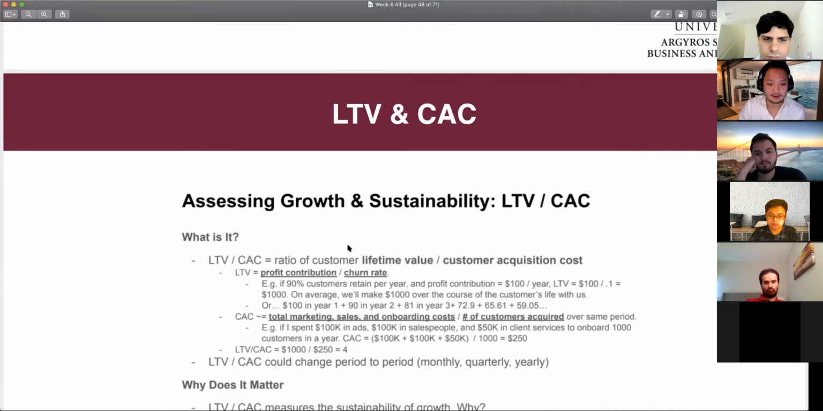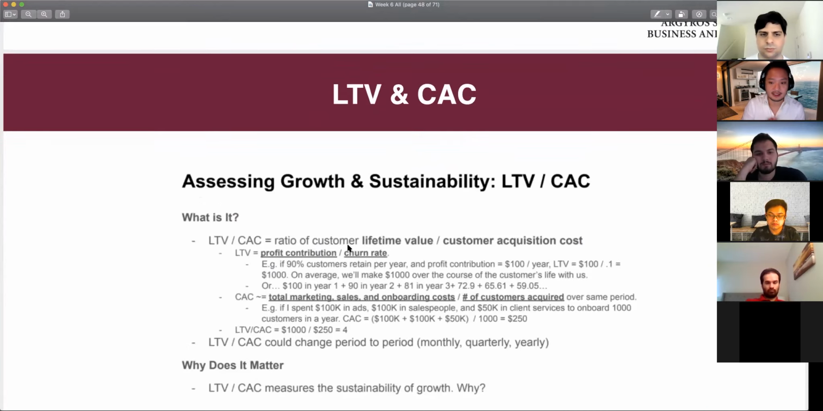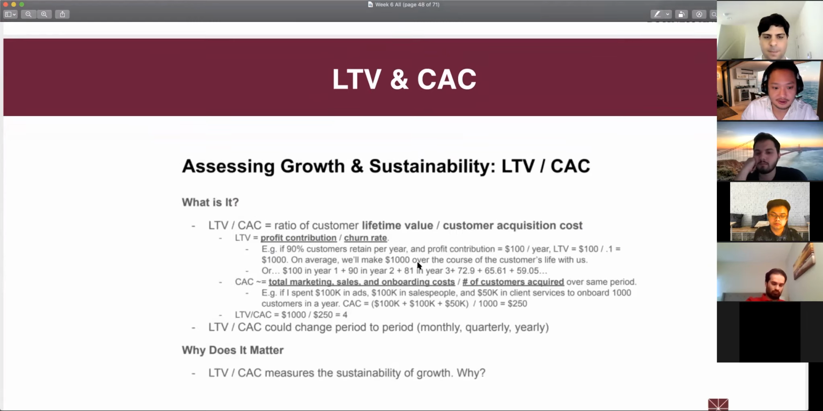We're good? Okay. So, assessing growth and sustainability: LTV to CAC. It's basically the ratio of customer lifetime value over customer acquisition cost. So if 90% of customers are retained per year and profit contribution is $100 per year, then LTV is 100 divided by 0.1, you take out the churn rate. So that's $1,000. On average, we'll make $1,000 over the course of the customer's life with us.